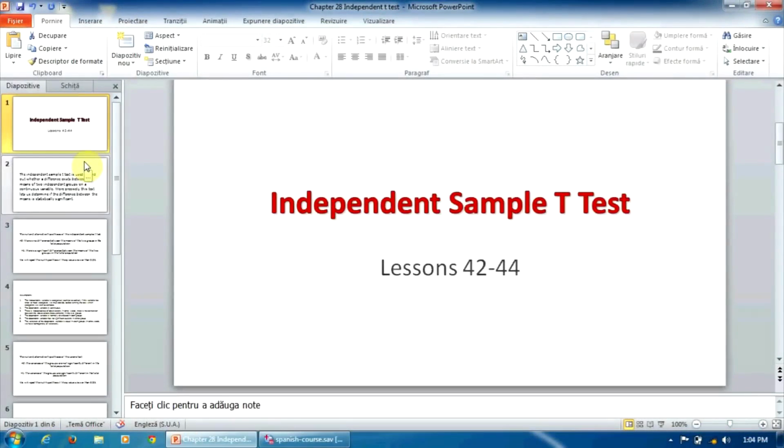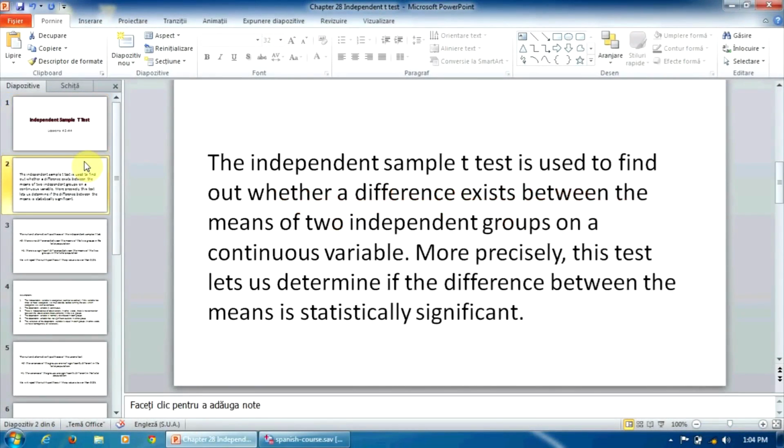The independent sample t-test is used to find out whether a difference exists between the means of two independent groups on a continuous variable. More precisely, this test lets us determine if the difference between the means is statistically significant. For example, if we want to find out whether there is a difference between male and female employees with respect to the average salary, we can use the independent samples t-test.